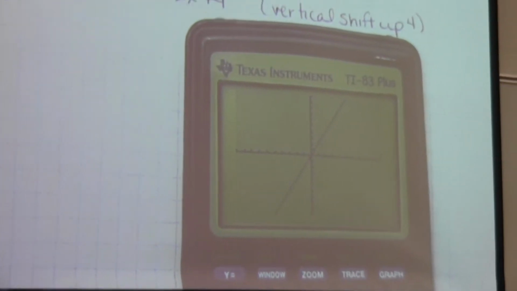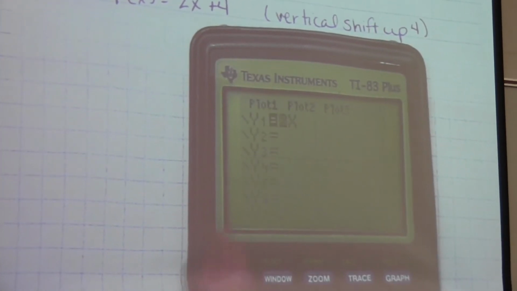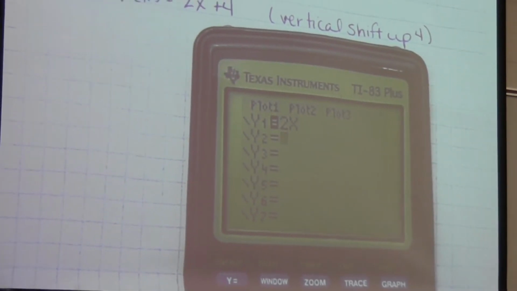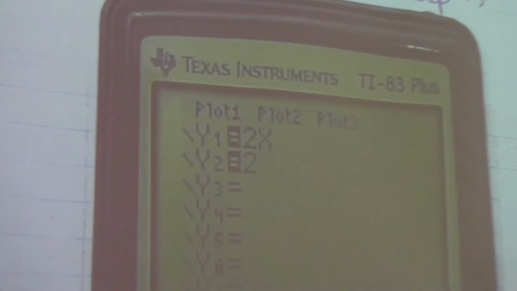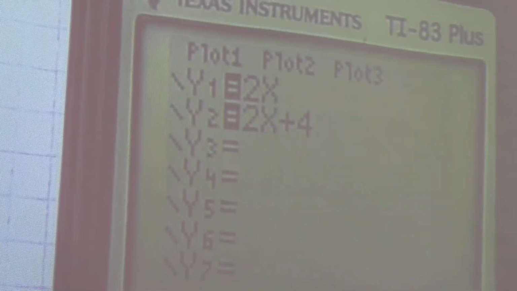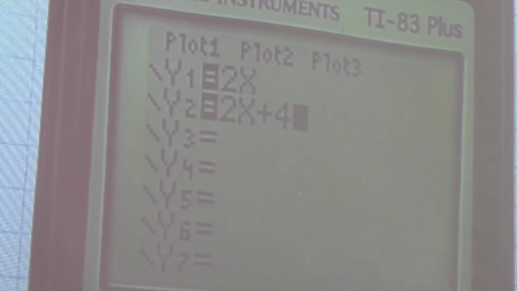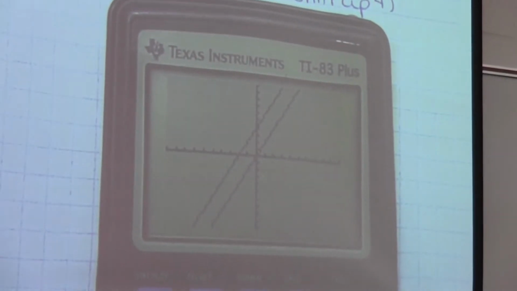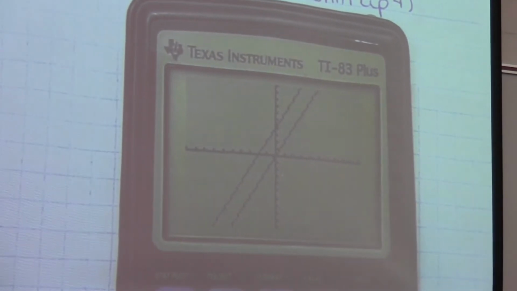Then I want you to just look at a vertical shift, or shift up. Leave that one on the graph, the 2x, and now add 2x plus 4. So we're going to shift it vertically up 4. So when you graph it, this time you have your original one, plus you have the line that's up 4.